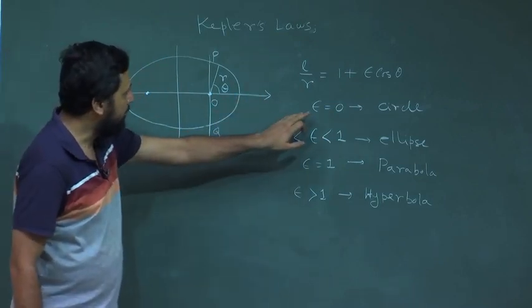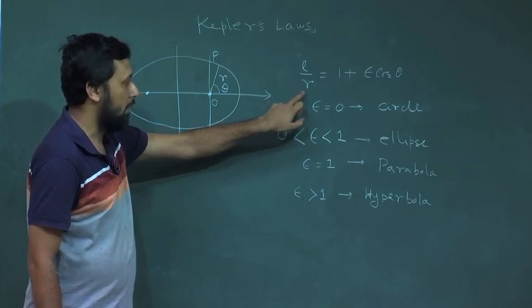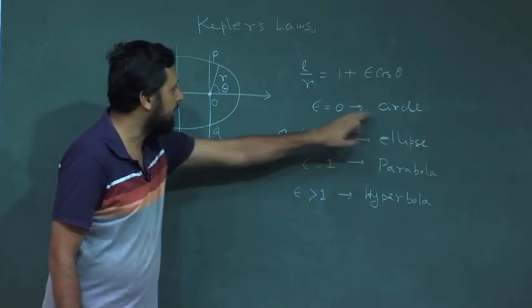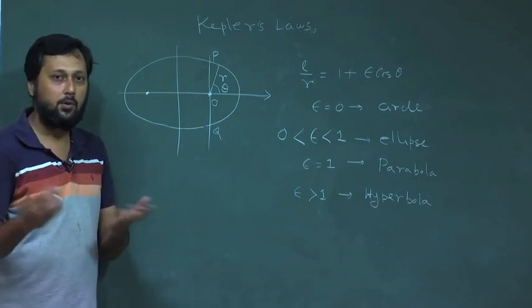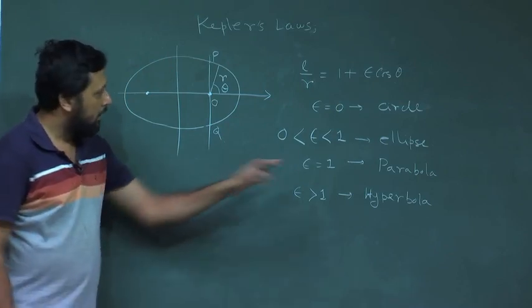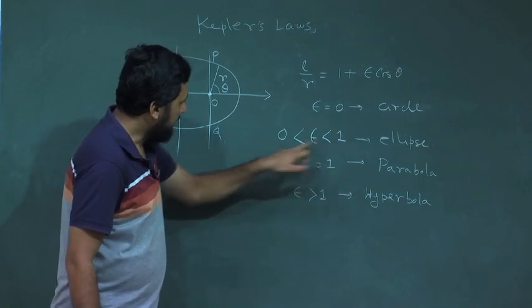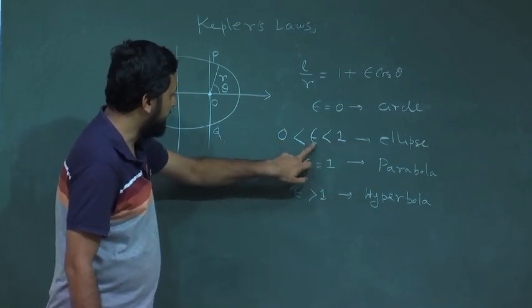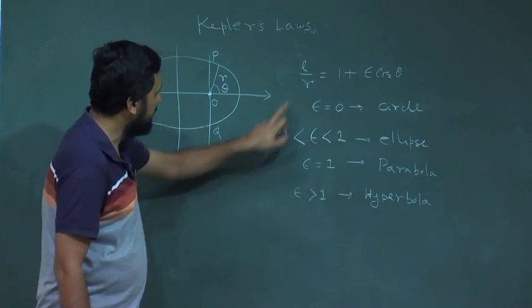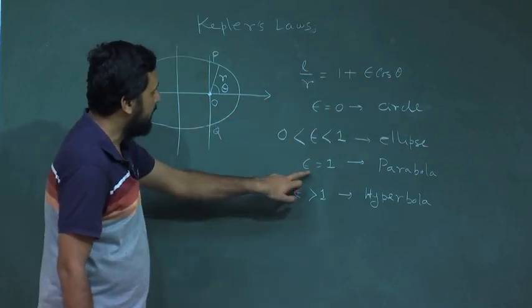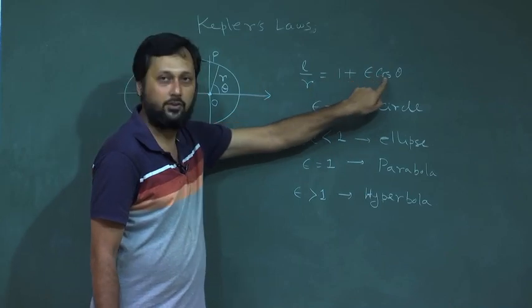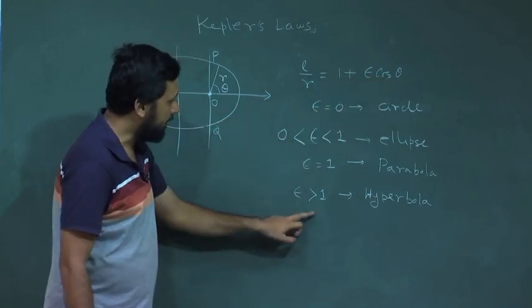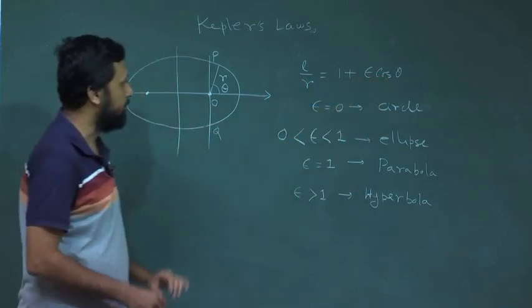For a circle, the equation is L equal to r, and this is the familiar equation of r equal to constant for a circle. For an ellipse, epsilon should be some number between 0 and 1 with this general form. For a parabola, epsilon equal to 1, so the equation is L by r equal to 1 plus cos theta. Similarly, epsilon greater than 1 gives a hyperbola.